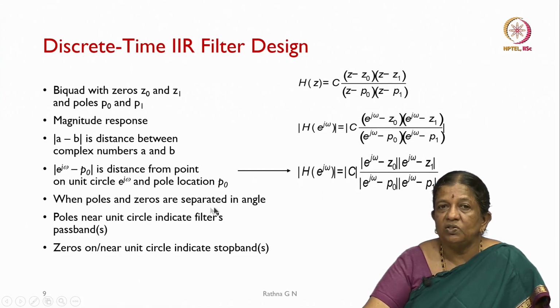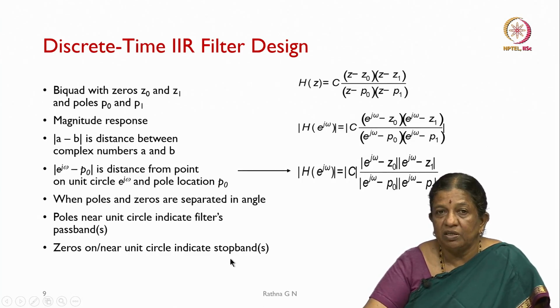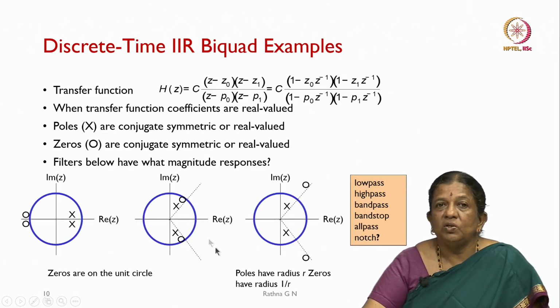When poles and zeros are separated in angle, poles near the unit circle indicate the filter's pass bands, and zeros near the unit circle indicate the stop band. So, we can see how the poles and zeros have to be placed to achieve our pass band response, and then how we can arrive at the stop band attenuation.